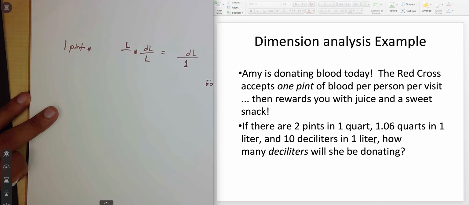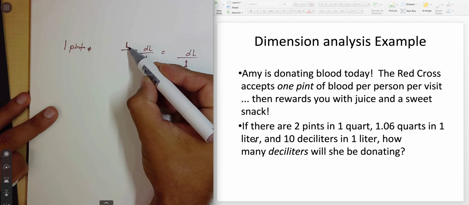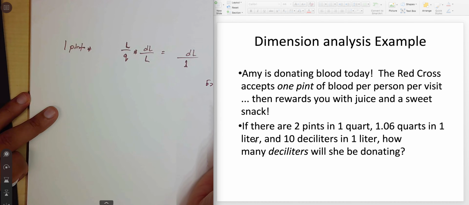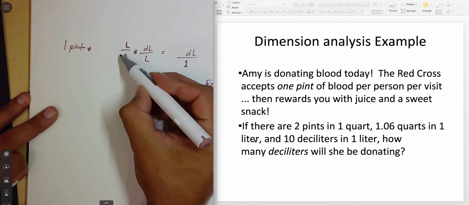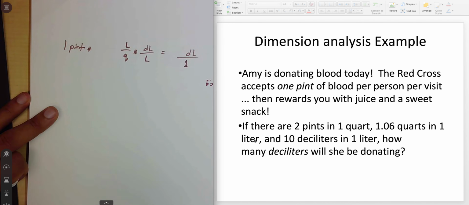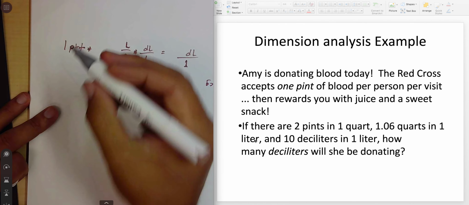Well, we go back to our problem. We say that there are 1.06 quarts in 1 liter. So if I have liter here, down here I can put quarts, because there are 1.06 quarts in 1 liter. But I'm just not adding numbers yet. I want to line up my units. If you can line up your units, then you're doing it right.